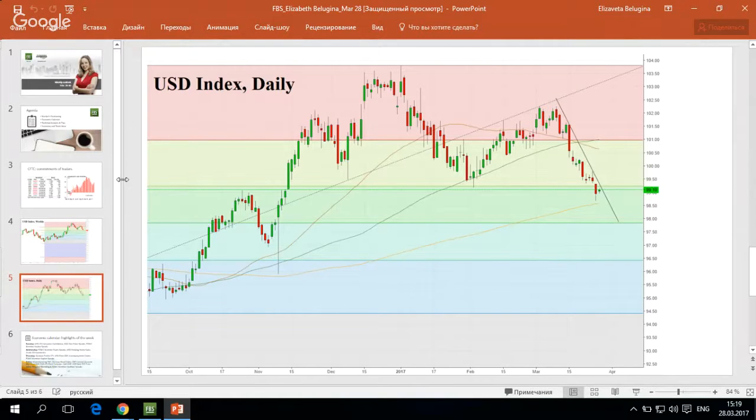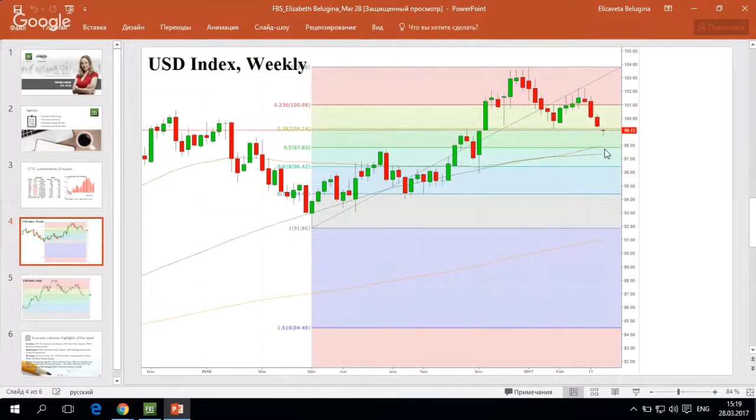So this is the technical picture for the US dollar. We can see that there are some support levels, but if the bears increase the pressure on this support, there is still the chance for the US dollar to extend its weakness and to extend its downside.